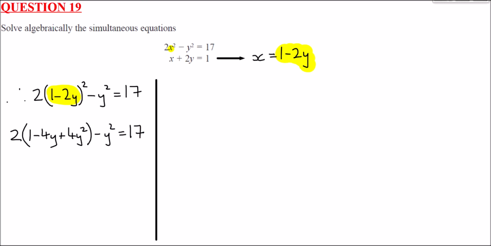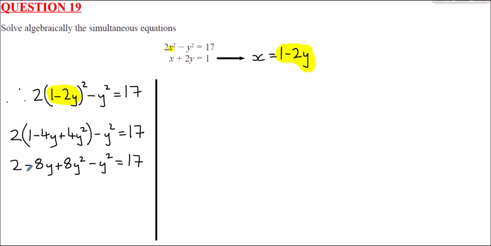So now we can expand these brackets out. So we need to expand out this. So multiply everything here by 2. 2 times 1 is 2. 2 times minus 4y is minus 8y. 2 times 4y squared is 8y squared. Okay, so we have that.